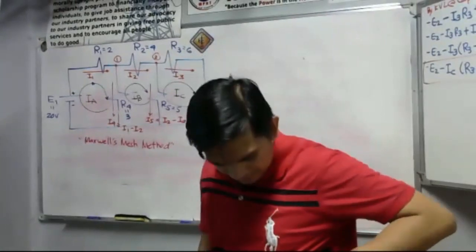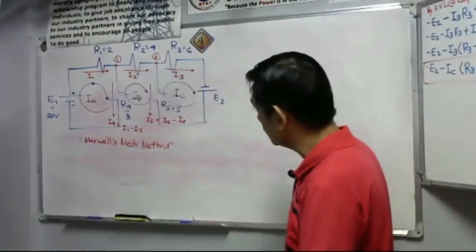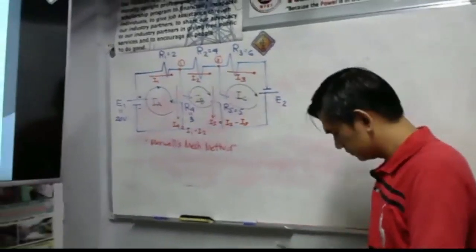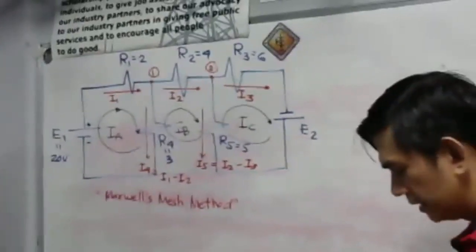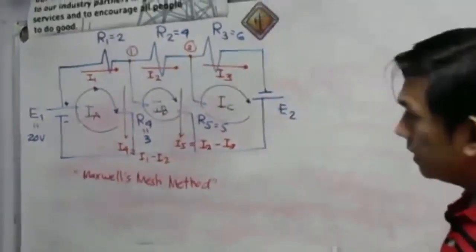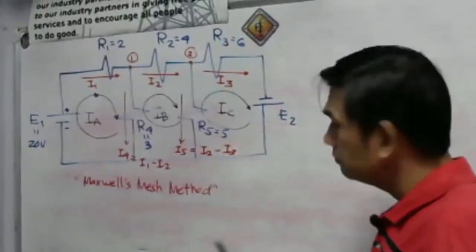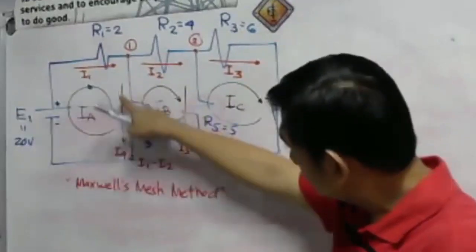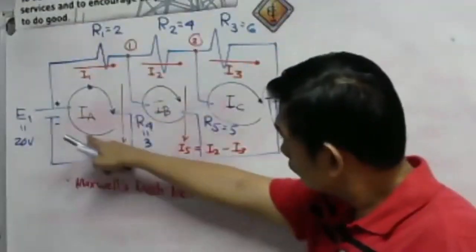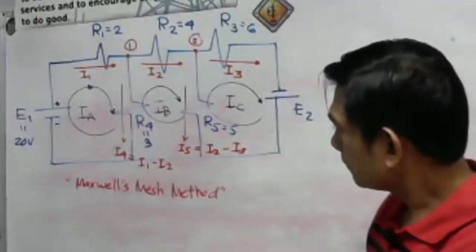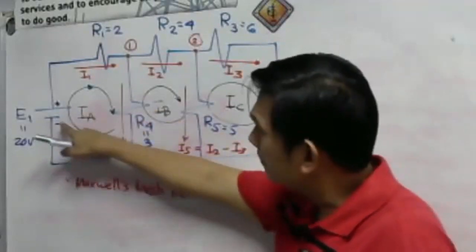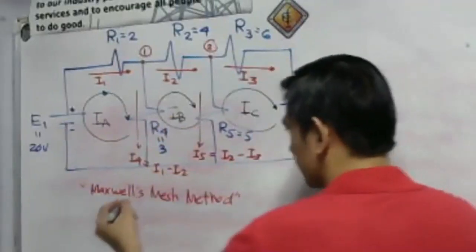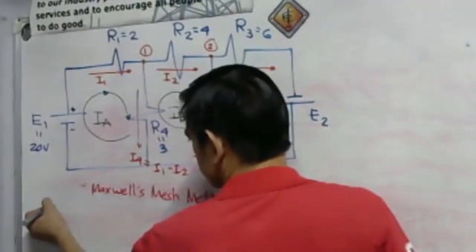Okay. So, let us continue. So, we have here our I sub A as our circulating current for loop 1. It lives on the positive terminal of the 20 volts. Therefore, it is positive 20 volts.